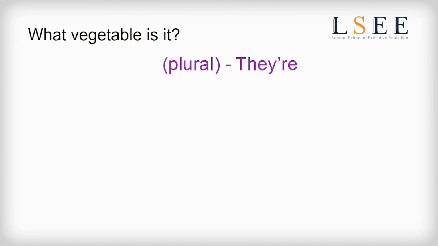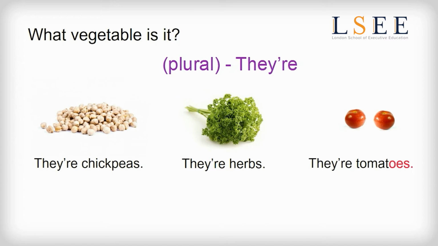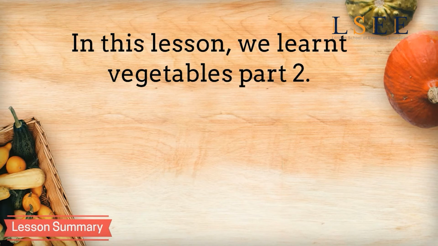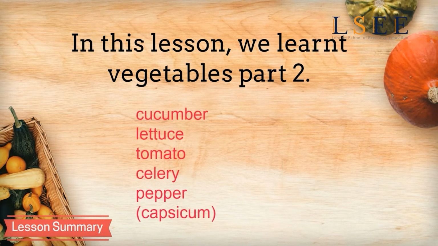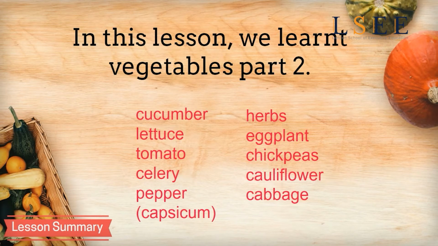For plural, we use they're. What vegetable is it? They're chickpeas. They're herbs. They're tomatoes. In this lesson, we learned Vegetables Part 2. Cucumber, lettuce, tomato, celery, pepper, capsicum, herbs, eggplant, chickpeas, cauliflower, cabbage.